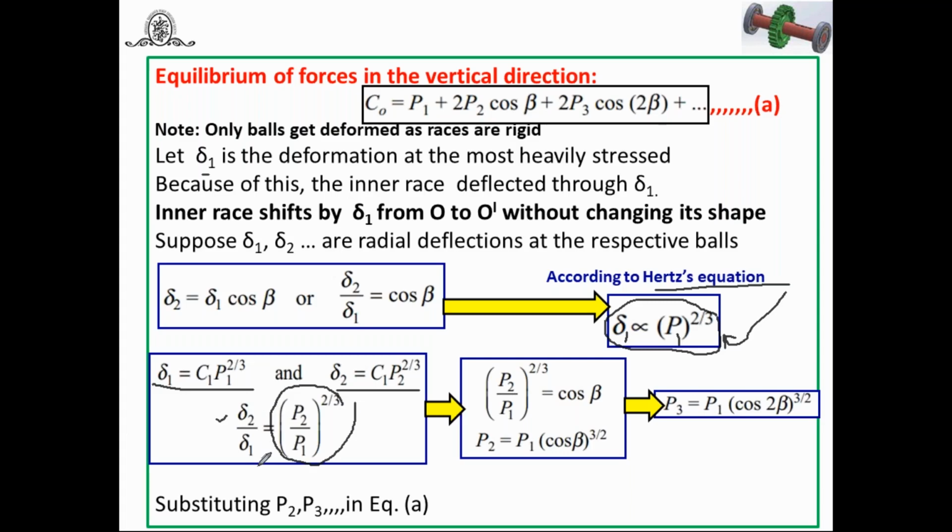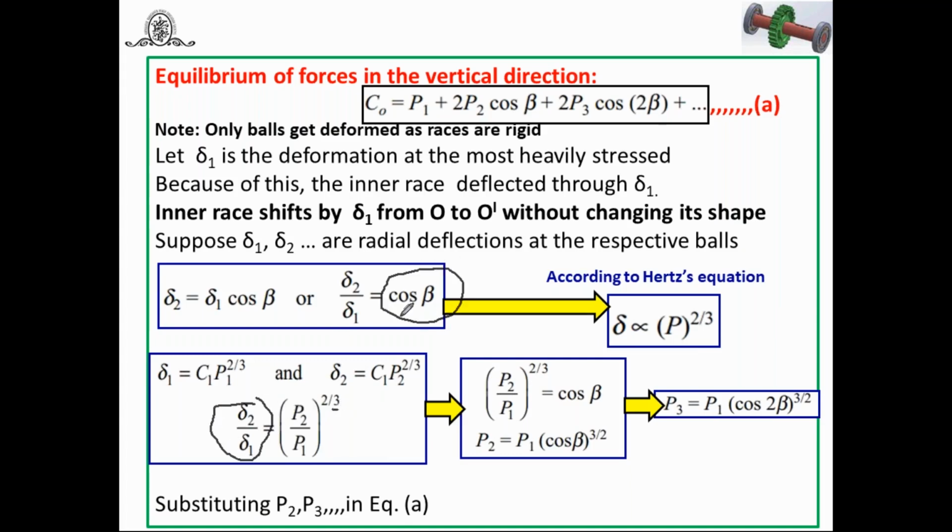Why have we arranged delta 2 by delta 1 in this way? Because we have delta 2 by delta 1 is equal to cos beta. So you can substitute here this value, cos beta. Let us check in this way. P2 by P1 raised to 2 by 3 is equal to delta 2 by delta 1. But delta 2 by delta 1 is equal to cos beta. So you can substitute here and you will get this equation. Similarly, you will get P2 is equal to P1 into cos beta raised to 3 by 2.